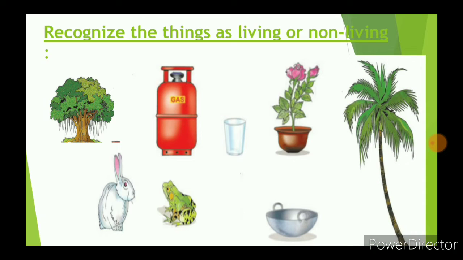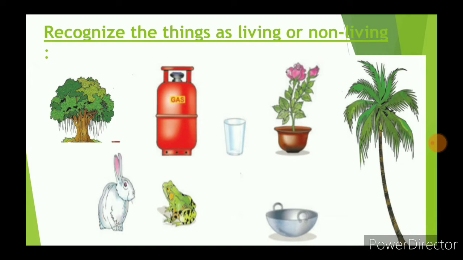Now, are the things in these pictures living or non-living things? You have to tell me. First is a picture of a tree. Next is gas cylinder. Next is a glass, a rose plant, a coconut tree, rabbit, frog and a oak.